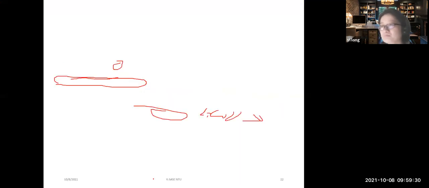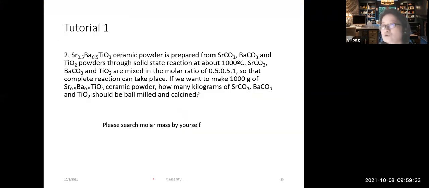Okay, so continue. In this tutorial, starting next week, I have two questions. Since we already know how to make strontium barium titanium oxide, in the end, if you go to the lab, you still need to calculate how much strontium oxide, barium oxide, and titanium oxide you need to put in. You have learned this before in high school chemistry, but we are going to give you two questions to review it.